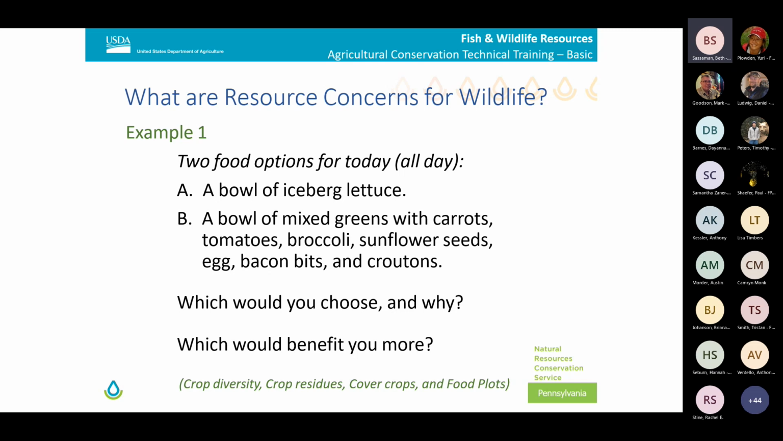Thanks, Tim. And which would benefit you more? If you're talking about a salad, you're getting more nutrients from that variety of food. And when you talk about human diet, we also see that. When I take my kids to the doctor, they don't want to hear that all they do is eat chicken fingers and French fries every day. They ask about fruits and vegetables and milk and those sorts of things.